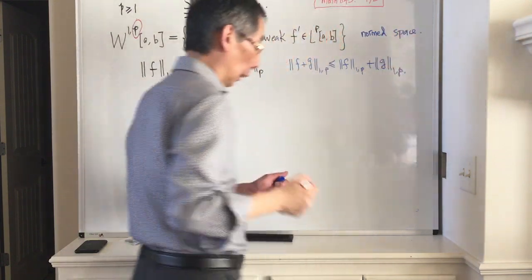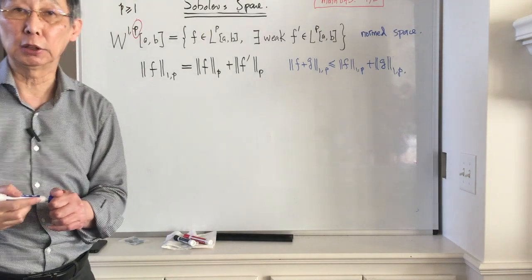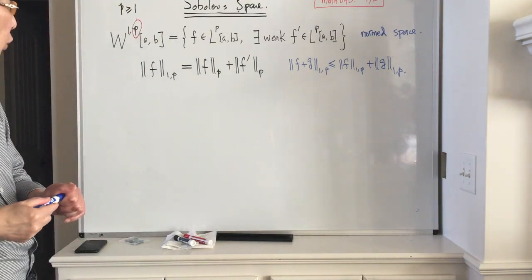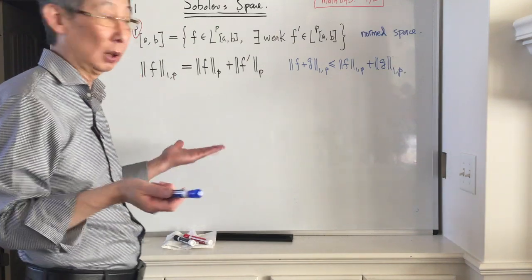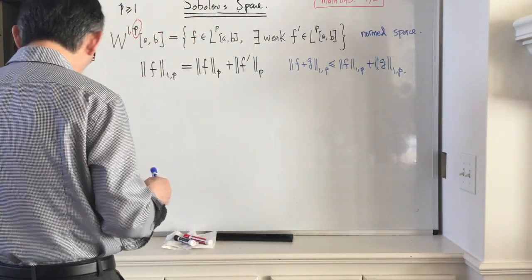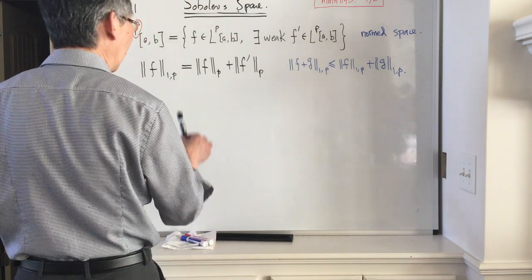It's a normed space, okay? But we haven't shown that this space is a Banach space yet, because we haven't shown the completeness of this space. In a moment we're going to show it's complete. Now, before I move on to the completeness, I'm going to make a remark.